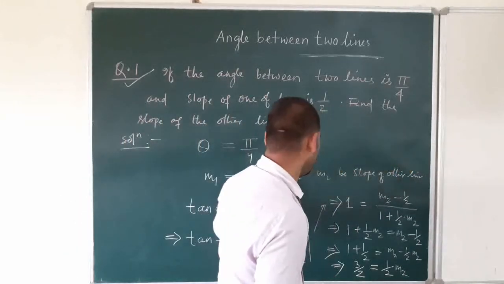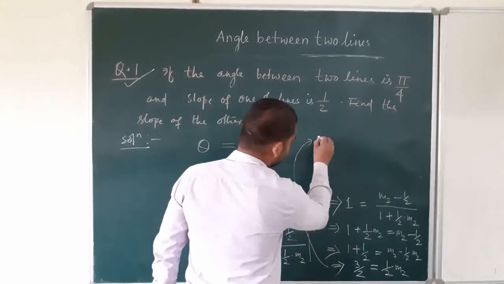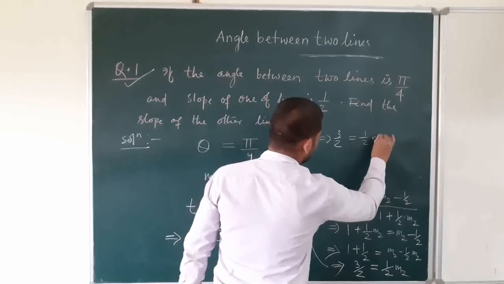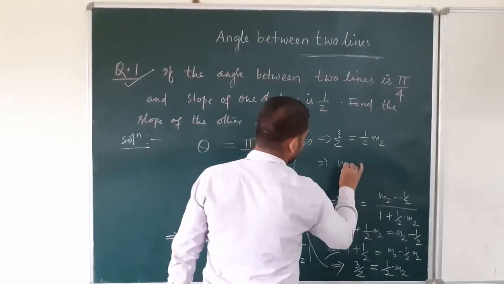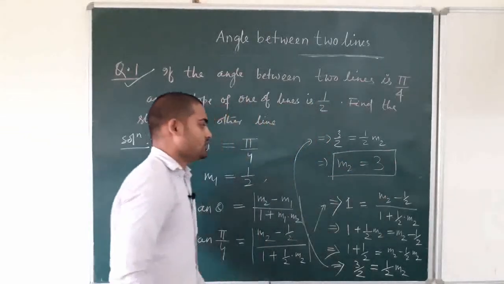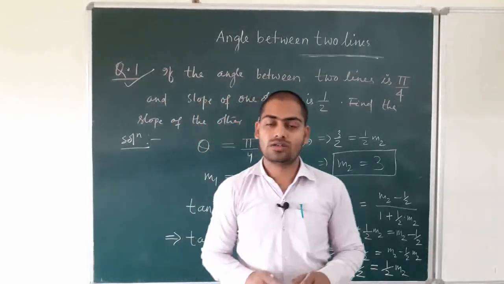Then 3 by 2 is equal to 1 by 2 M2. Then M2 is equal to 3. You get M2 is equal to 3, which is the slope of the other line.